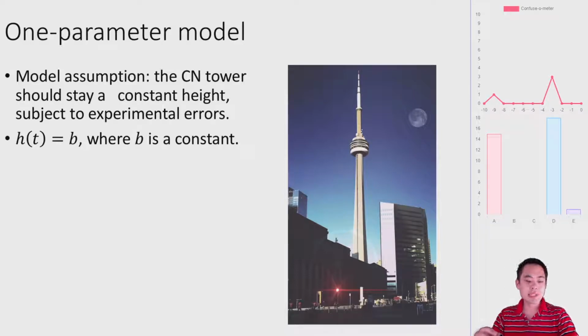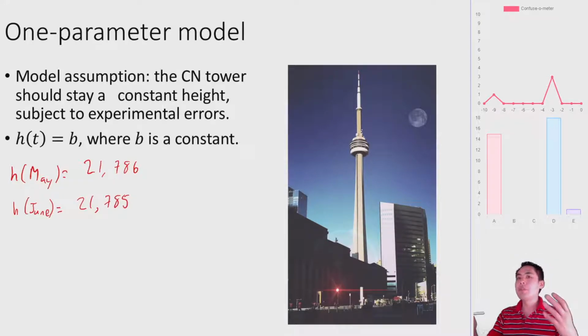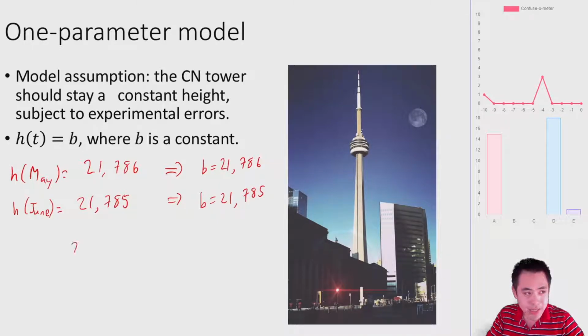And then we might say things like, okay, well, then maybe we have the height during May is equal to 21,786, and let's say the height in June is equal to 21,785. But if that's our model, of course, they don't quite match, because this implies that when we're trying to solve for this equation, b is equal to 21,786, but b is also equal to 21,785, and these two numbers are not equal.